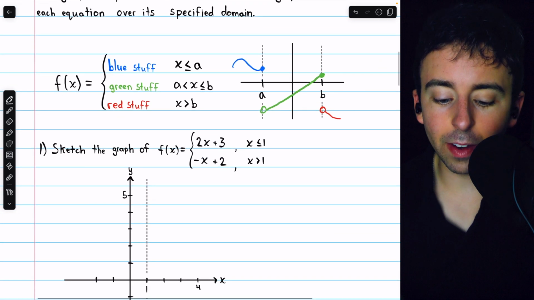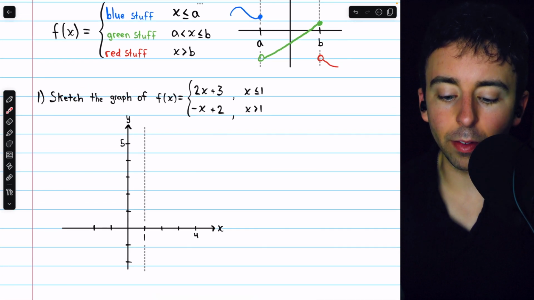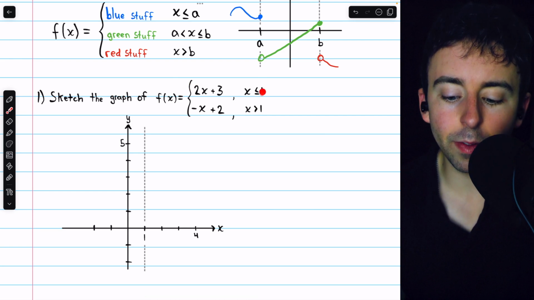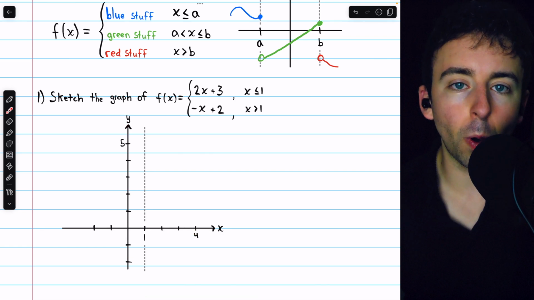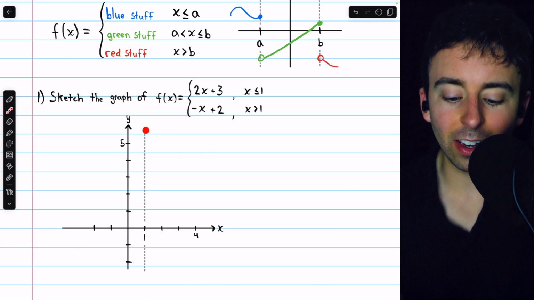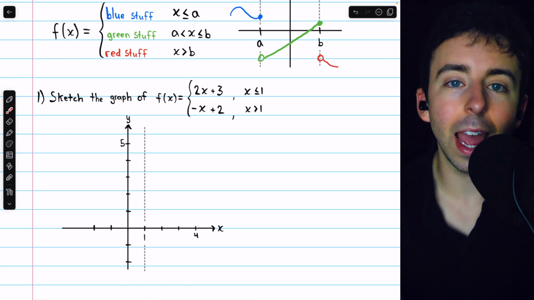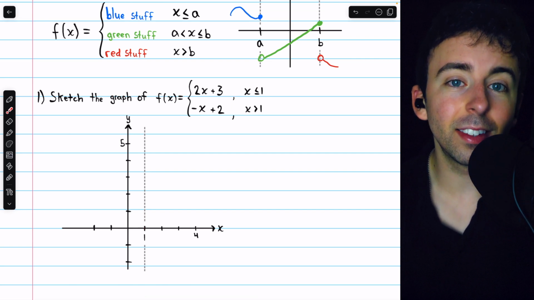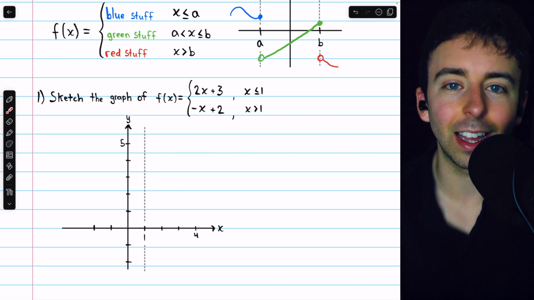Let's try getting a hang of this with a real example. This asks us to sketch the graph of this piecewise function. Notice that its behavior changes at x equals 1. So I'll sketch an xy plane for us to graph in, and I'm going to just sketch that vertical line at x equals 1, where the behavior of the graph changes. Sketching that vertical line where the behavior changes is just going to help us sketch the graph.